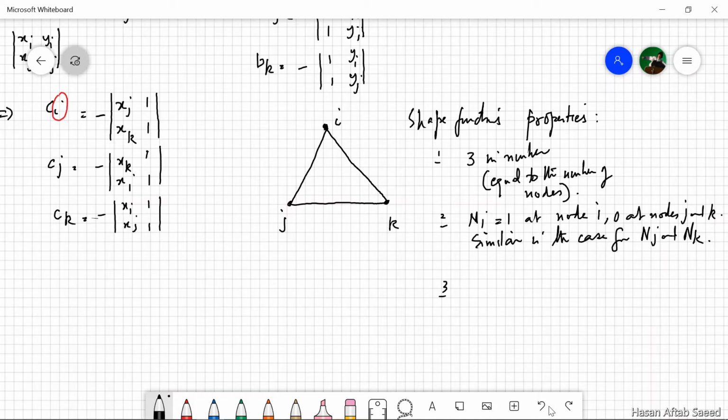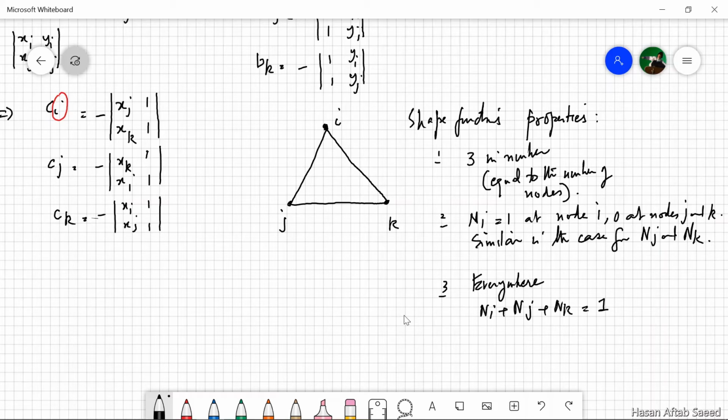And third property is similar to the 1D case. Everywhere ni plus nj plus nk add up to 1. Now you can write the expressions for ni, nj, and nk here, and after simplification you will see that you get a value of 1. You can verify this for yourself.